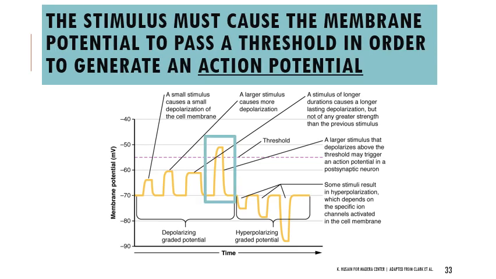So again, that stimulus has to cause the membrane potential to pass what's called a threshold in order to generate an action potential. The actual number of the threshold does matter, and so we'll talk about that in just a moment.